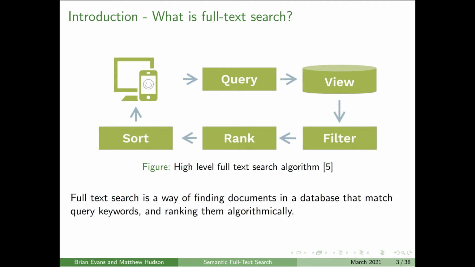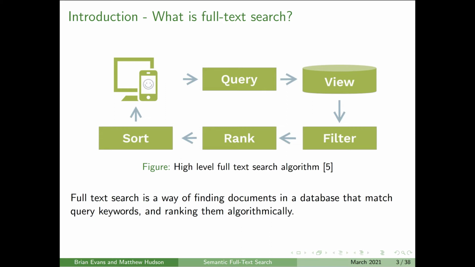This is done using a technique called full-text search, and more specifically, semantic indexing. Full-text search is a way of finding documents in a database that match query keywords and ranking them algorithmically. A simple model for full-text search is: the user enters a query to view results, the search engine filters results from documents it decides match the query, then it ranks the results, sorts them, for example by date, and finally returns them to the user.